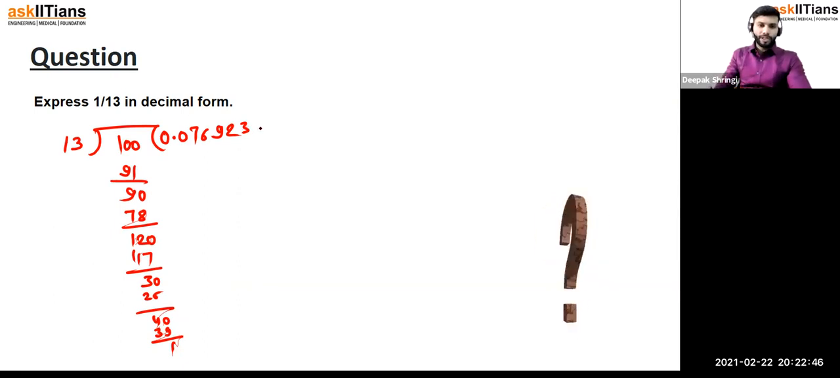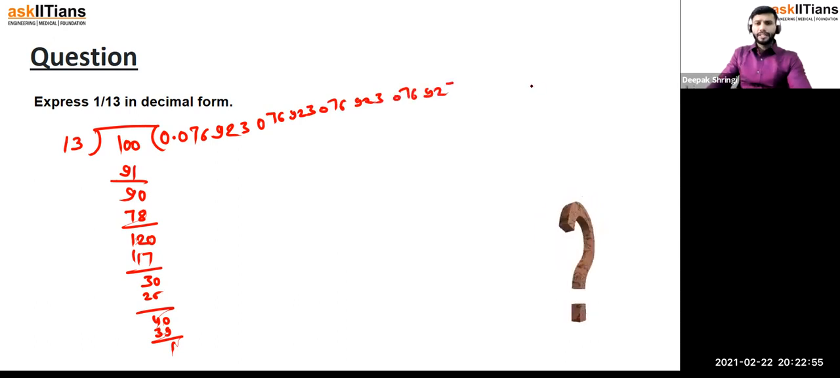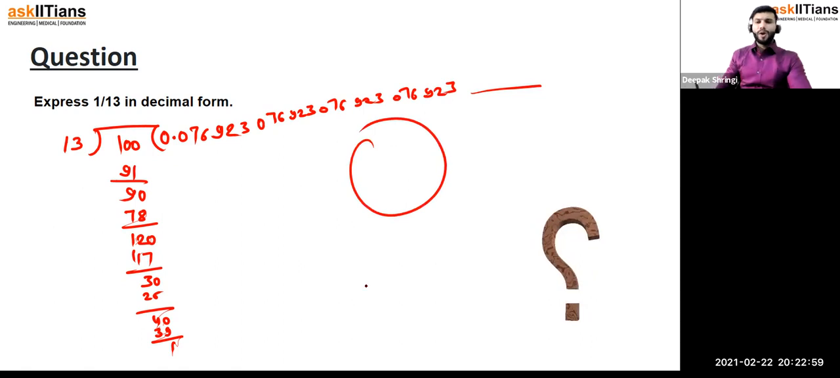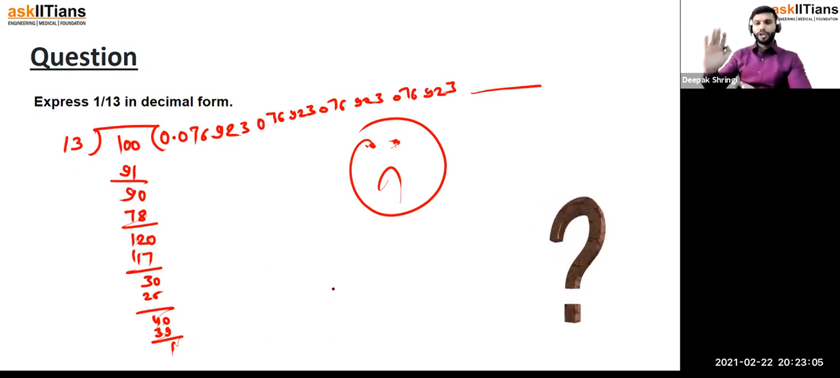So the next one would be what? 076923, 076923, 076923, like that. But sir, I am very sad right now. Why? Sir, do we need to write it like that? I mean, like, कब तक लिखेंगे? We have to write it forever? No, you don't need to do that. Then how we gonna represent it?